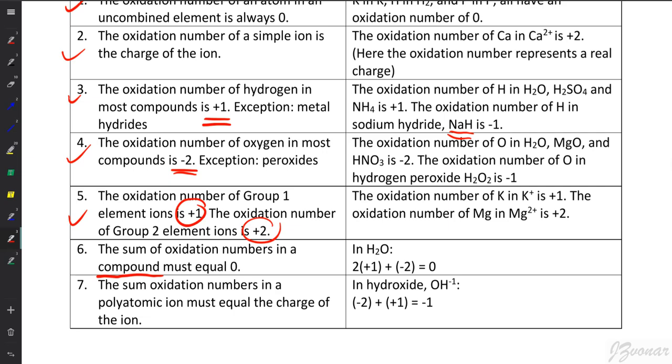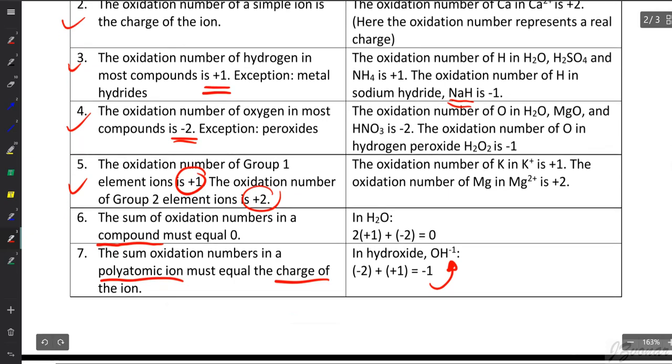Now the sum of the oxidation numbers for a polyatomic will always equal the charge of the ion. Okay, so if we look at hydroxide, oxygen is -2, hydrogen is +1. If I add -2 plus 1, it gives me -1, which is the charge of my polyatomic ion.